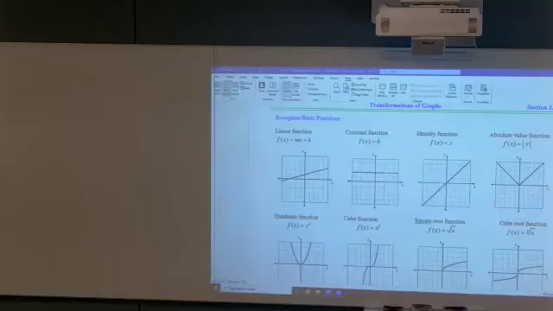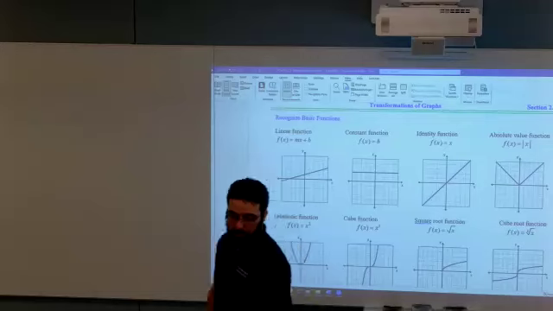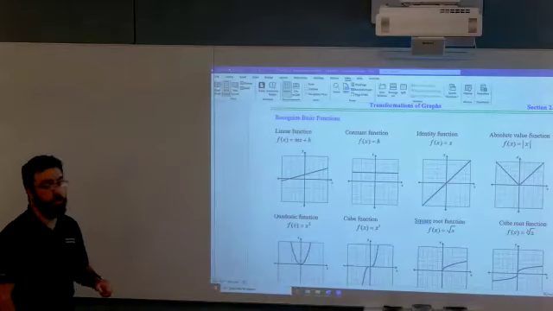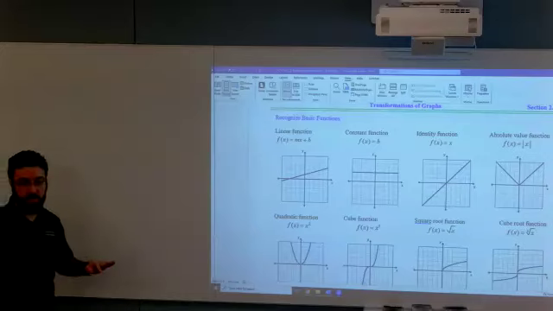Section 2.6. Let's start. Basic functions. These basic functions, please memorize them or know how to graph them.